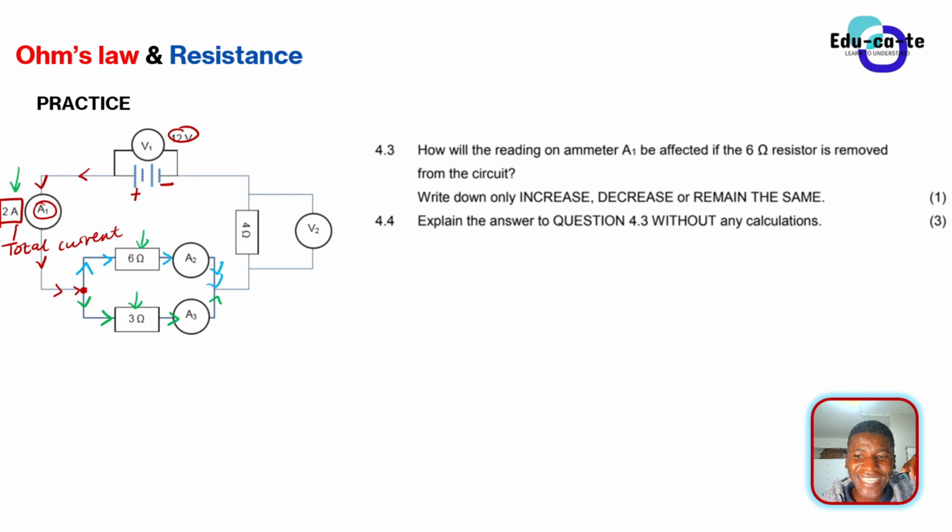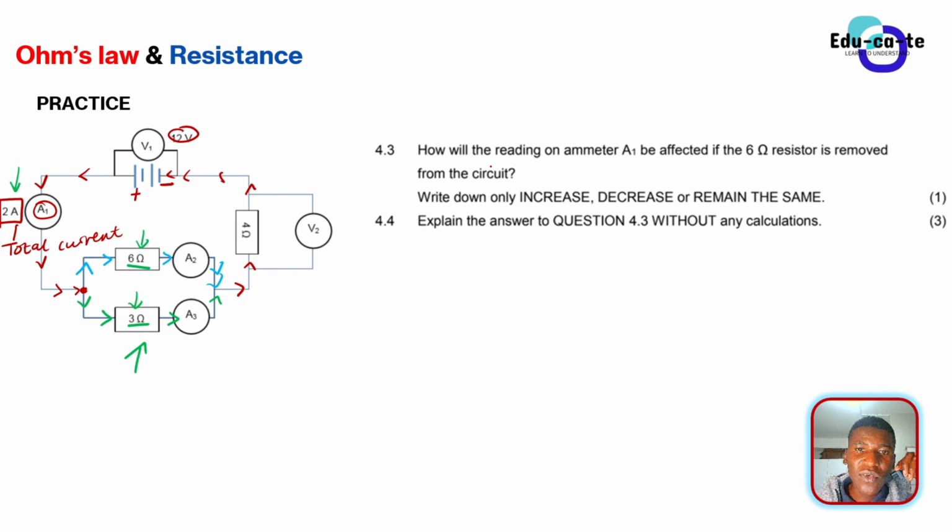I've said that current and resistance are inversely proportional. When you've got a bigger resistance, you will have less current flowing through. So here at 6 ohms, there is less current flowing. Here at 3 ohms, there is more current flowing. So out of these 2 amperes total current, more current will flow in the 3 ohms resistor because it has got lower resistance compared to the 6 ohms. And then this current will combine again, flow to the 4 ohms resistor, and then back to the negative terminal.